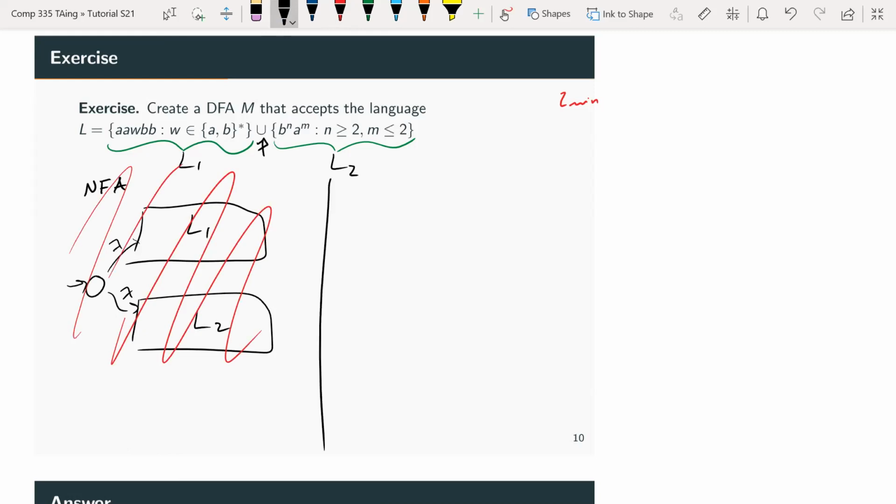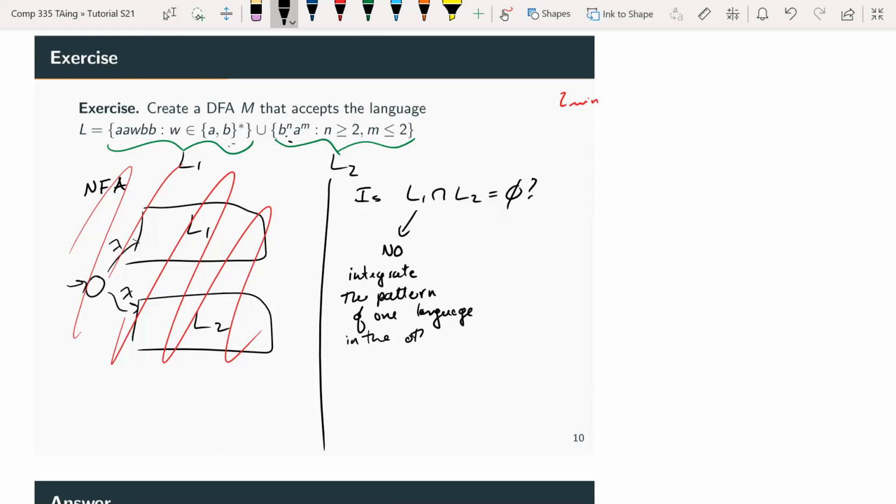So strictly deterministic. Okay, so how do we do that? Well, the first thing that you need to notice when you're trying to create a DFA for a union of languages is you want to check, is L1 intersect L2 empty? So in other words, are these two languages mutually disjoint? Because if they are, then it becomes a lot easier to write the DFA. If they aren't, so if the answer is no, then what you need to do is integrate the pattern of one language in the other. So that's kind of hand wavy. What does that mean?